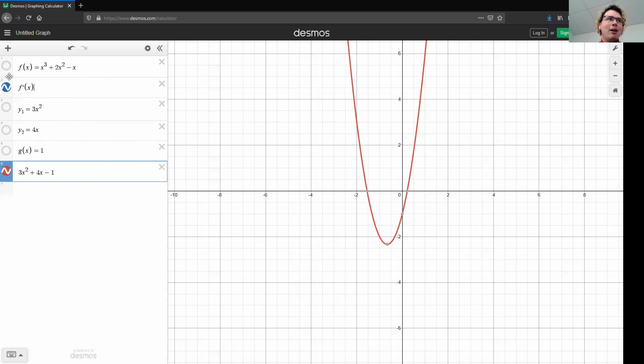And now, that matches my derivative exactly. So this is the formula of my derivative. f prime of x, here drawn in blue, is equal to the formula 3x squared plus 4x minus 1.